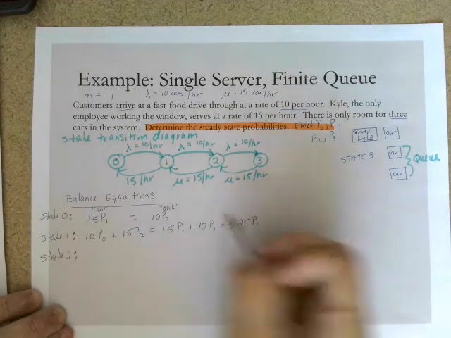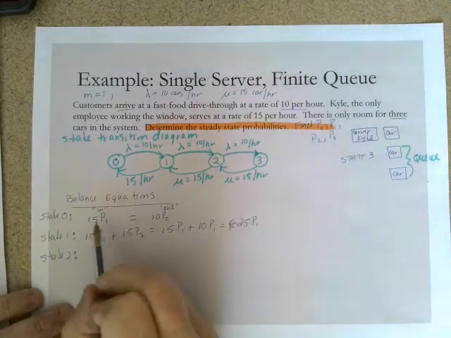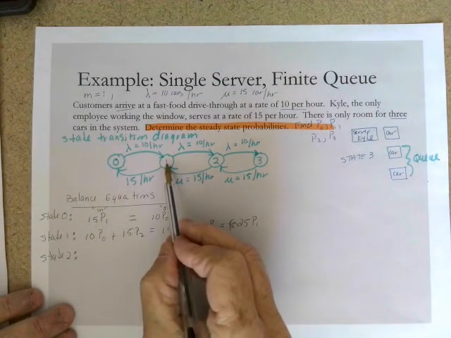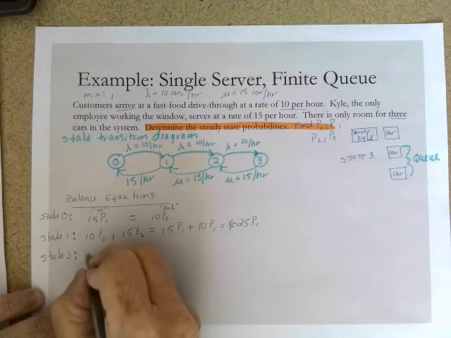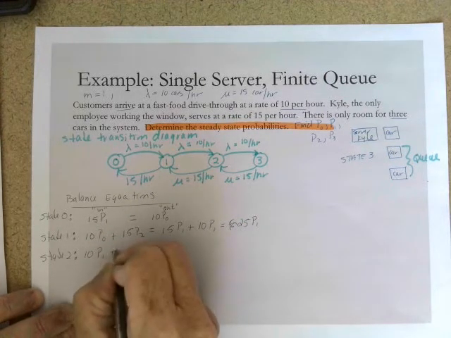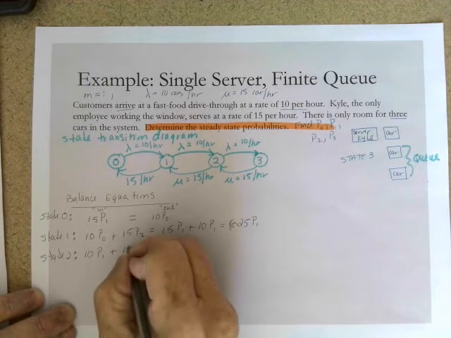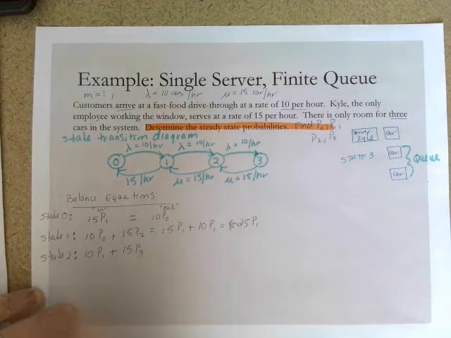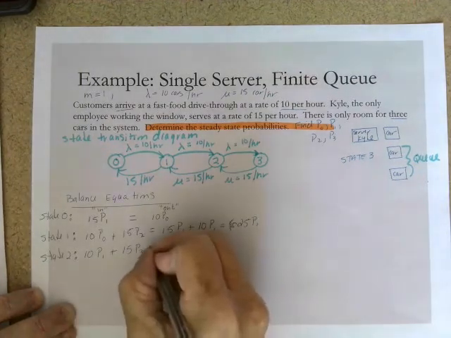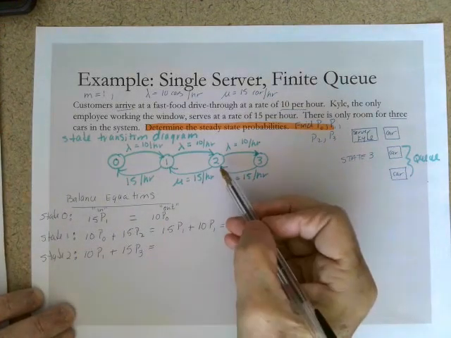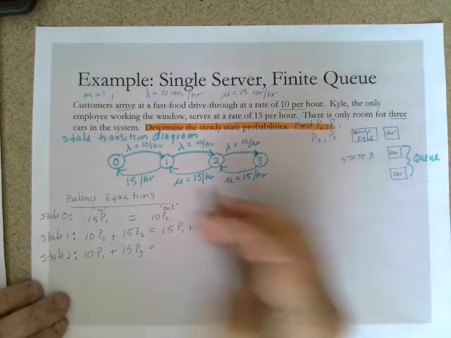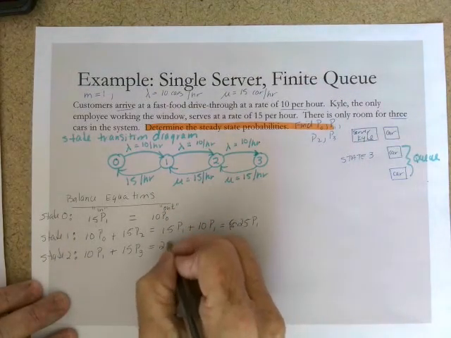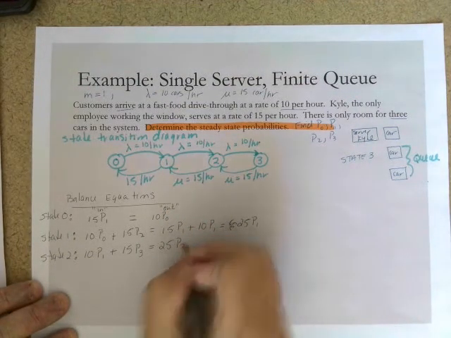Let's do it for state 2. For state 2, I think you can see where we're going with this. I can get into state 2 by being in state 1 and having an arrival, so we'll have 10 P1, or we could be in state 3 and have a service. And the way I get out of state 2 is, again, this lambda plus mu, but now times the probability of being in state 2. So we'll have 25 P2 right there.